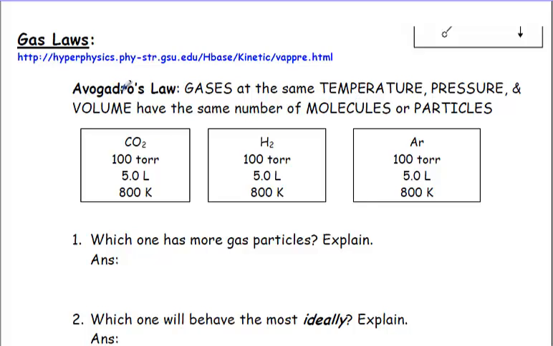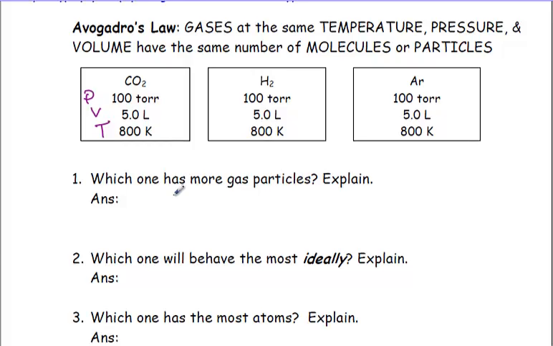So this is where Avogadro's law comes from. Same number of molecules as long as every gas has the same pressure, volume, and temperature. They're all equal, so therefore they have the same number of molecules or particles. So which one has more gas particles? Well, I just said it. They all are equal. So it's not a trick. They're equal.